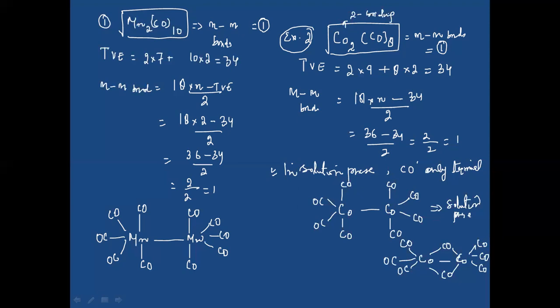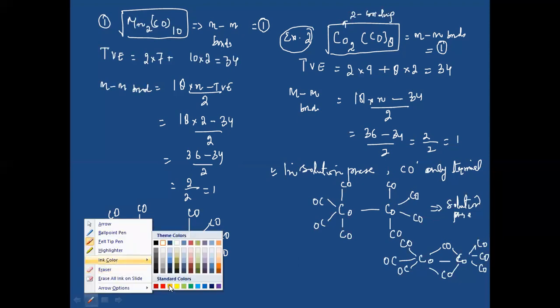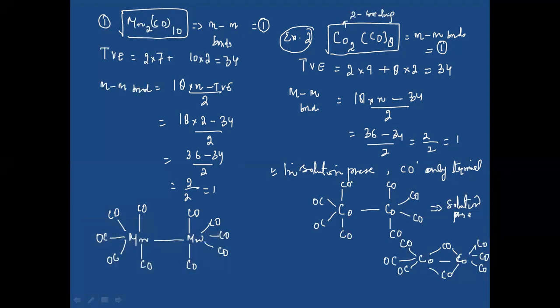Over here, all the carbonyls are terminal. Now let me take a different ink. Over here, all the carbonyls are terminal. This one is terminal, and these all are terminal. Terminal carbonyls show only one stretching frequency. Therefore, in this compound in the solution phase, only one IR stretching frequency for the carbonyls is observed.